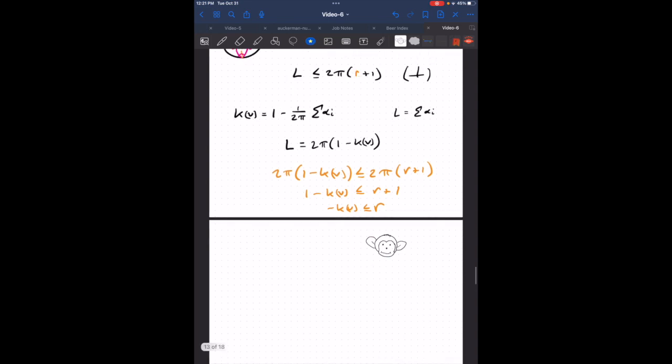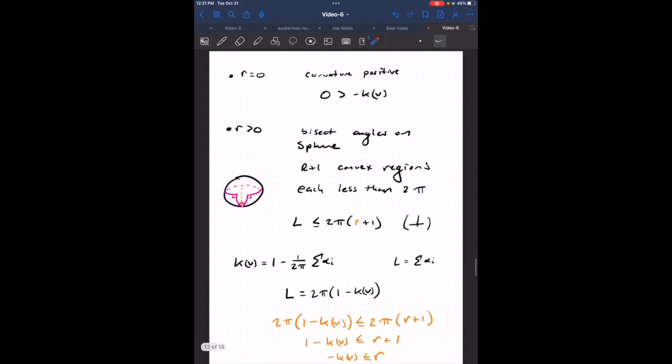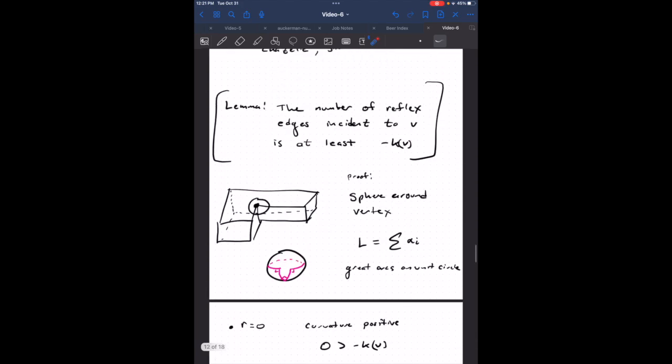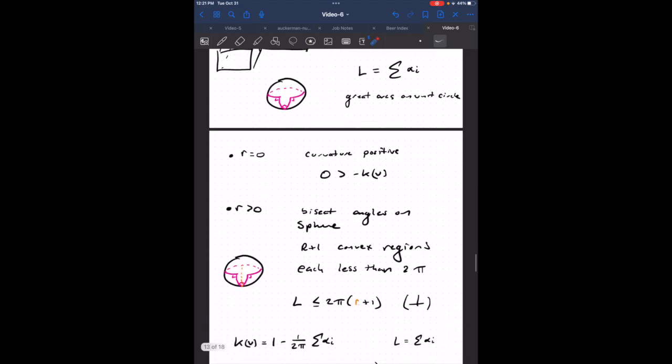Okay, I forgot to mention, in this paper, we're scaling curvature. So we're just dividing everything by 2 pi. So that might look a little different, but it's just a scaled value. Still a valid definition of curvature. Okay, so what do we prove in the lemma? The lemma said the number of reflex edges incident to V is at least negative discrete curvature at V.